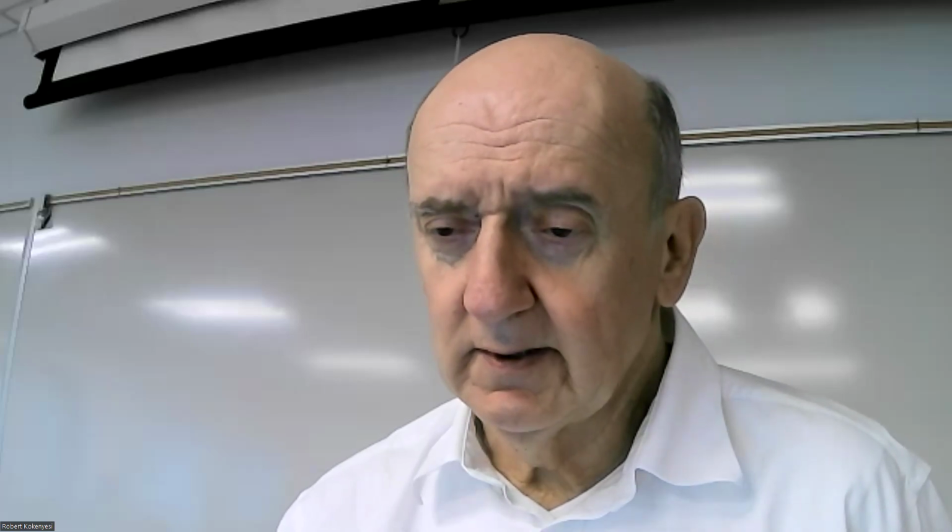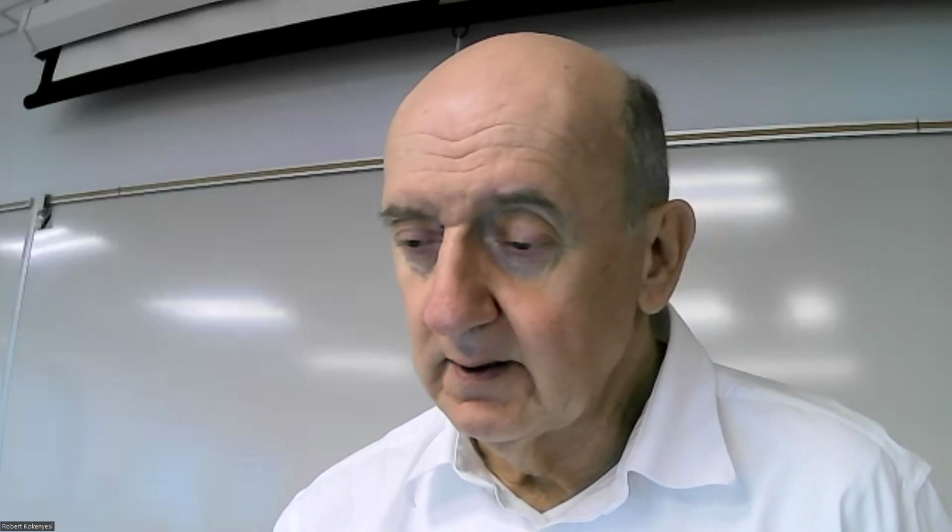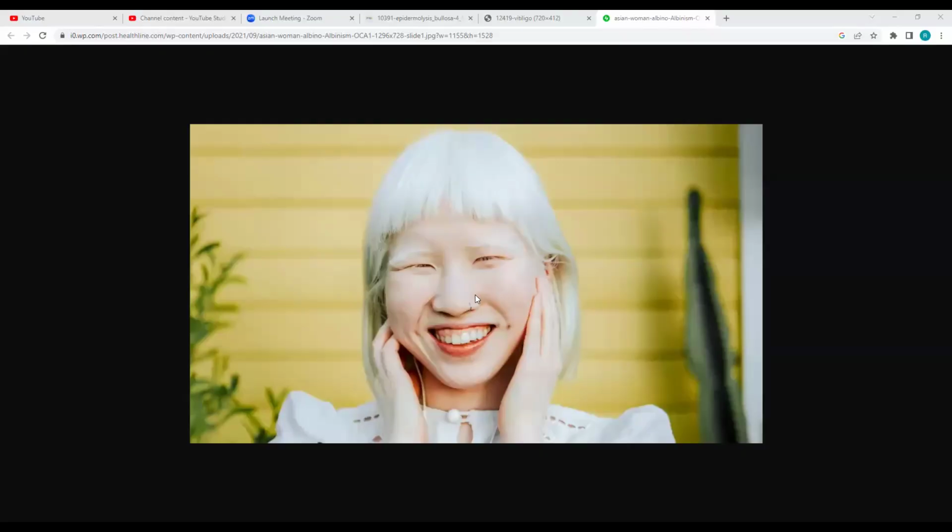And let me go to this. I think this is the screen share you want right now. So here's a person with albinism, and you can see the lack of coloration, pigmentation. The pinkish hues are coming through because of the color of blood in the dermis shining through the epidermis.